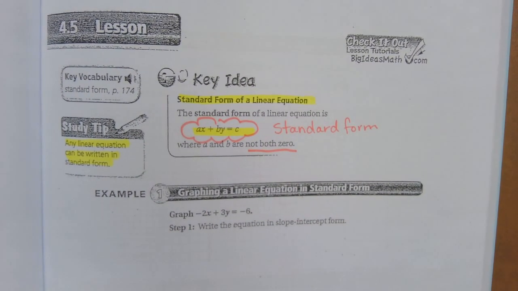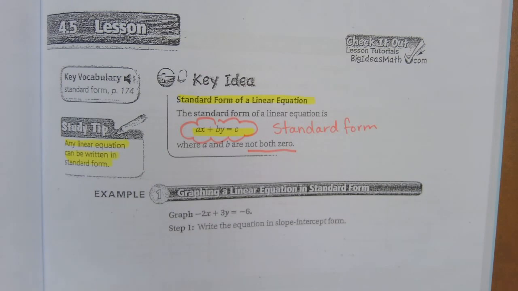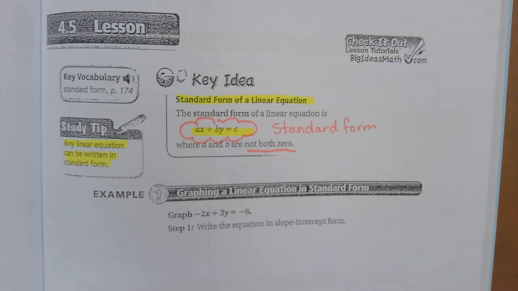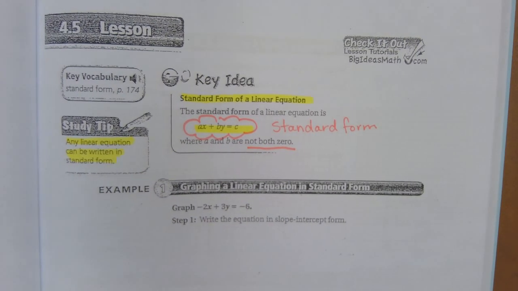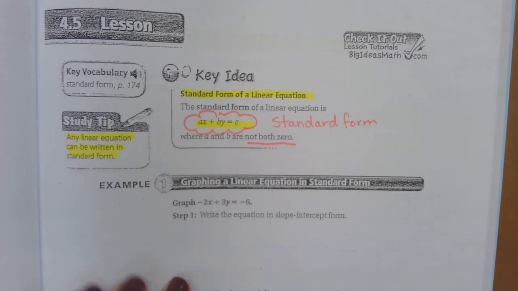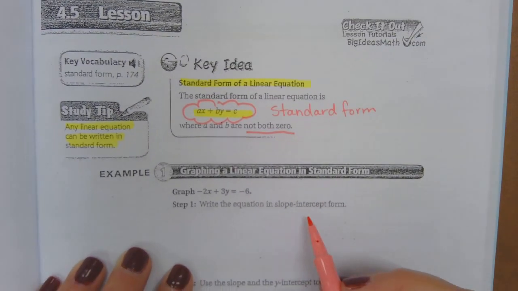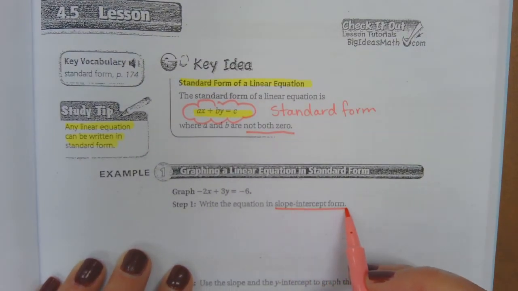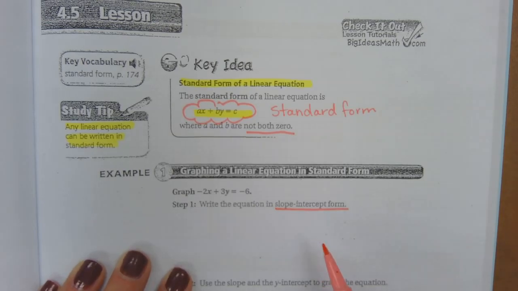So that's standard form. We're going to learn and focus today on how to graph standard form. So we have two ways of doing it. The first way is what we're going to do in example 1, and that's very simply just changing it from standard form into slope-intercept form, because we know that once it's in slope-intercept form, it's easy to graph, right? All right, so we're going to focus on slope-intercept form on the first example.